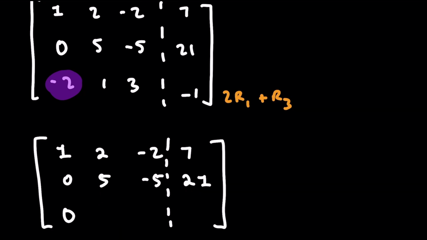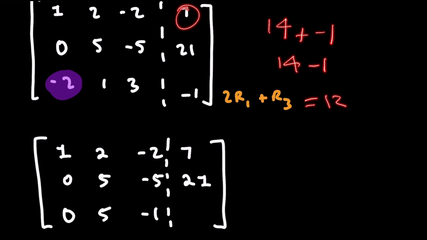We know that the first entry has to be 0 because that's the whole reason we're using this equation here. Then for these 2 numbers, if I do 2 times row 1, that would be 4, and then plus the value in the third row, that would be plus 1, which is equal to 5. Next, I'm going to do minus 2 times 2, which is minus 4, and plus 3, and that would be minus 1. And lastly, I'm going to do 2 times 7, which is 14, and plus minus 1, which is the same thing as 14 minus 1, which is equal to 13.